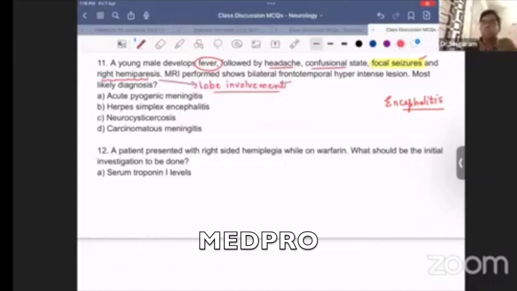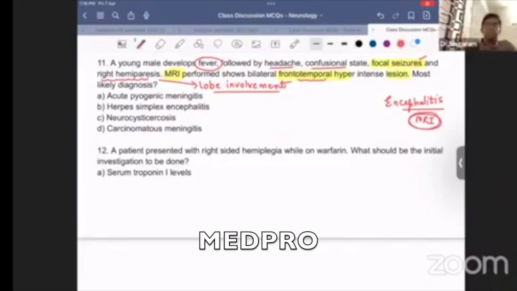And now you have to localize where could be the problem. It is clearly mentioned that there are frontotemporal lesions on the MRI. Because I told you, in all cases of encephalitis, you have to perform MRI. Do you remember that? I have told this in the discussion. So MRI has been promptly performed and it shows frontotemporal lesion, especially the important word is temporal lobe is getting affected.